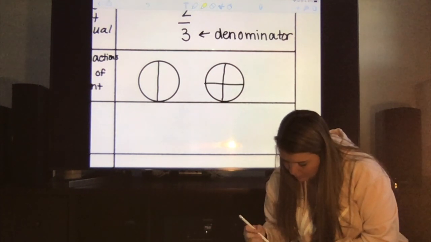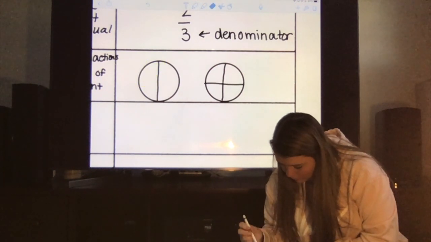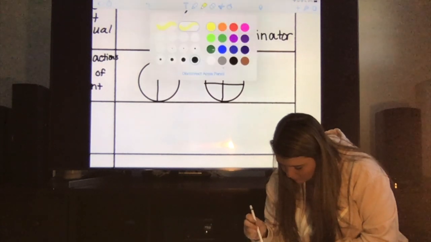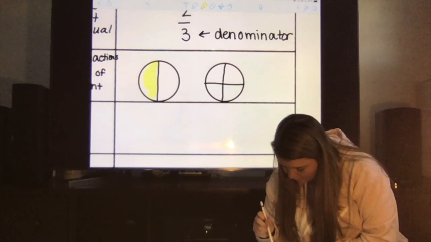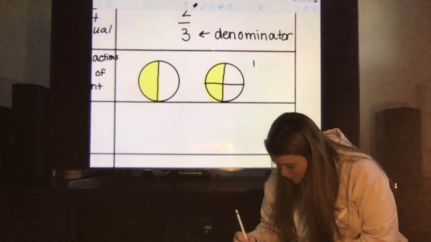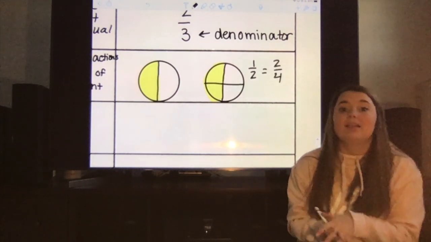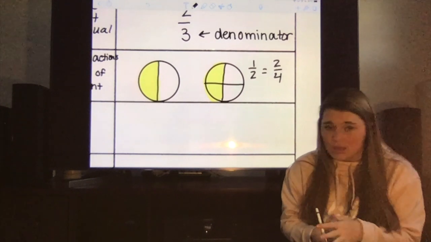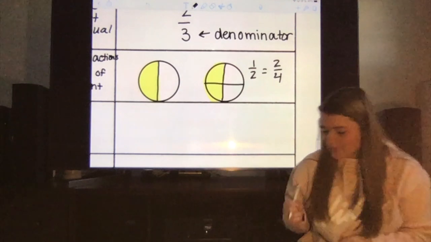And then I'll shade in this half. Oops, that does not look good. No, don't erase the whole thing. Okay, let's make this smaller. So this is shaded, and then we will shade this as well. So then this tells me that 1/2 is equal to 2/4. We'll go over this again in a little bit of a better way. Just copy this down.